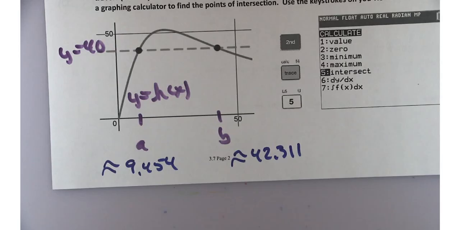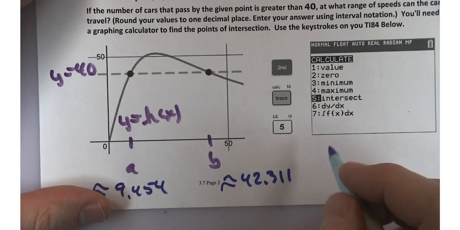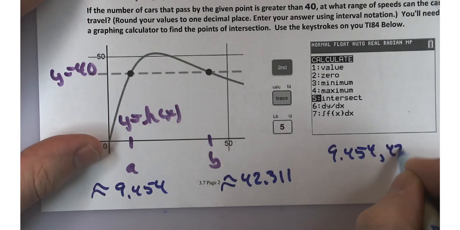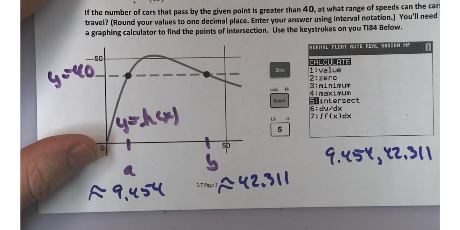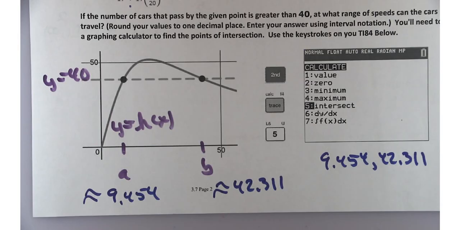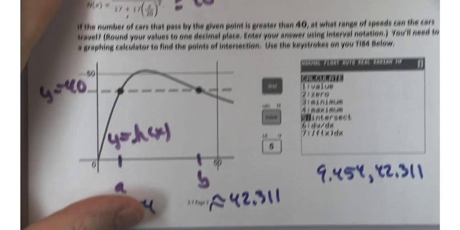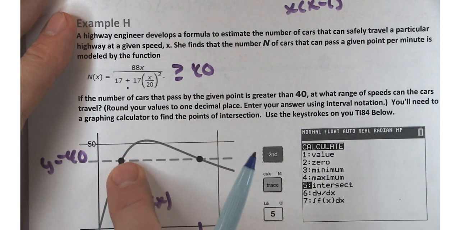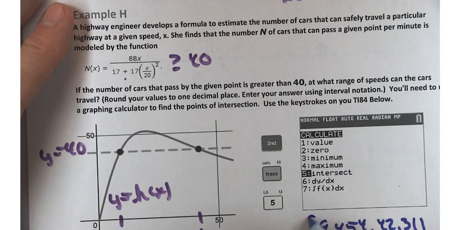So as far as your answer is concerned, it'd be 9.454, comma 42.311. My final question for you is brackets or parentheses? Brackets. Michael says brackets. Nora's nodding her head saying, yeah, I agree with that. Why should we use brackets? Greater than or equal. Greater than or equal to. So you can include the point of intersection because at that point, these two things equal each other. So we'll use the brackets and we're done.